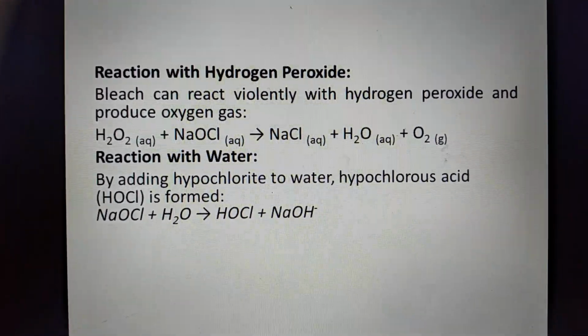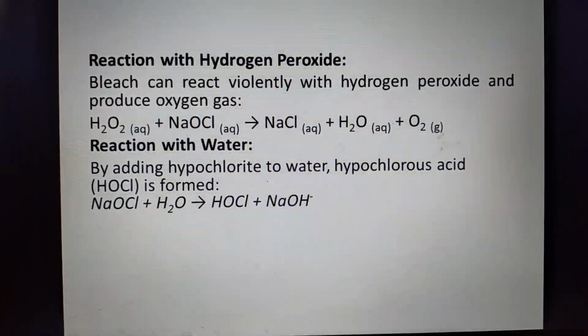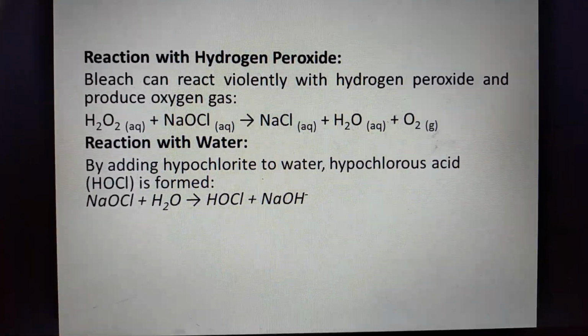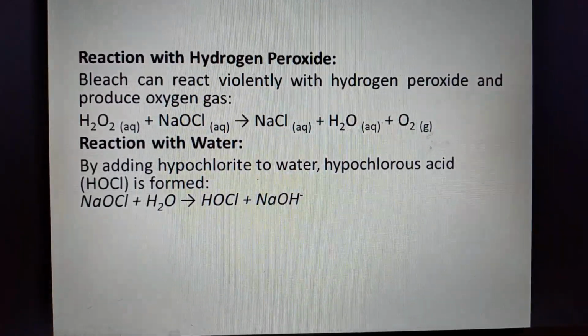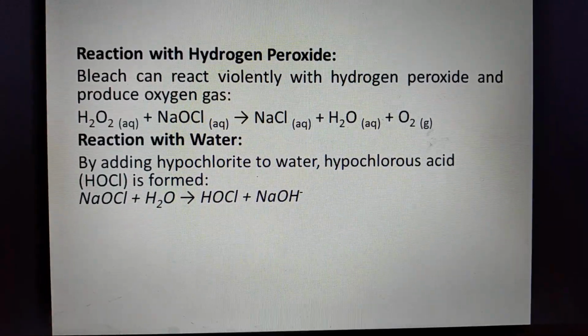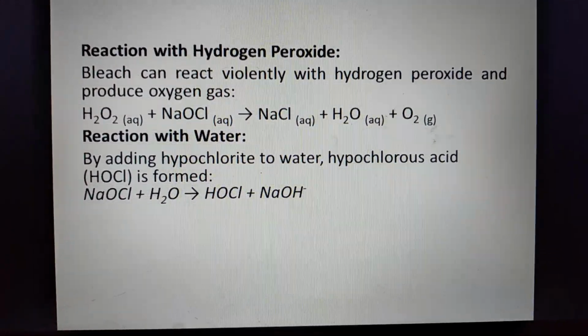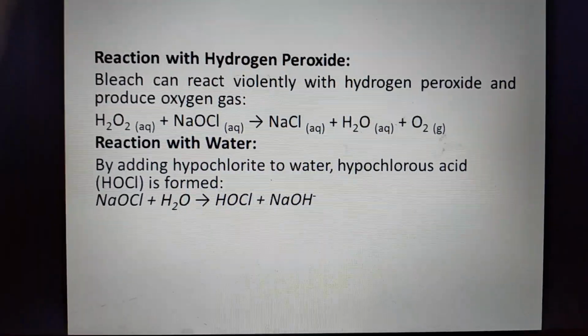Reaction with hydrogen peroxide: bleach can react violently with hydrogen peroxide and produce oxygen gas. Hydrogen peroxide plus sodium hypochlorite react to form sodium chloride plus water plus oxygen. Reaction with water: by adding hypochlorite to water, hypochlorous acid is obtained and sodium hydroxide is also obtained.